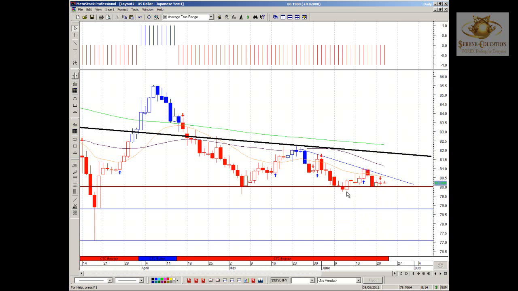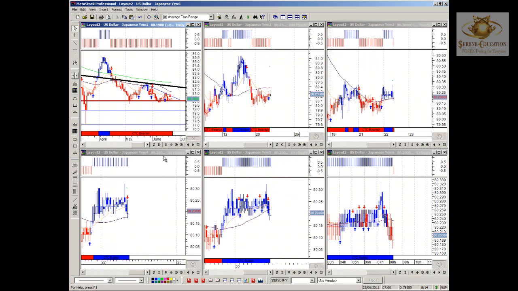So you wouldn't have been entered here. You would have been given a good entry here, but you wouldn't have been in because the candle didn't open lower than the full wick. Same over here, so you wouldn't have lost any money. Very, very important. So intraday, we're seeing consolidation and a slight pullback.